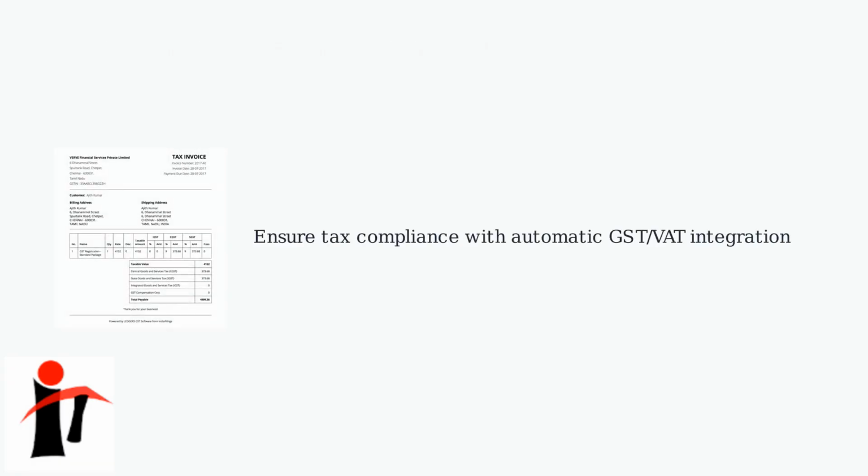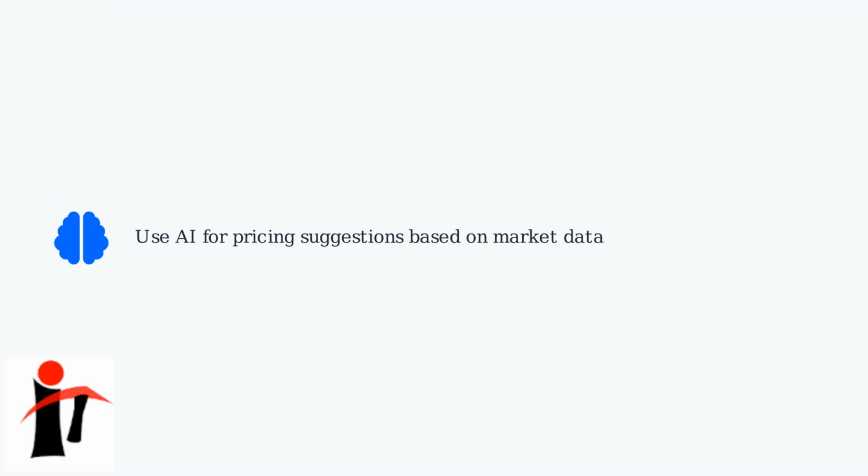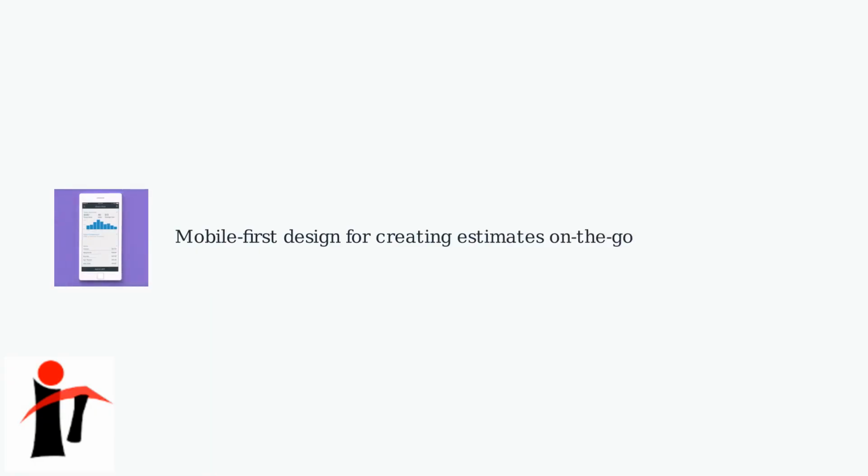Maximize the effectiveness of your estimates by ensuring compliance with local tax laws, such as automatically integrating GST or VAT in supported regions. Take advantage of Square's AI-assisted features, which suggest pricing based on market data, potentially saving you time and improving accuracy. Square is emphasizing mobile-first design, with a majority of users now creating estimates via mobile apps.